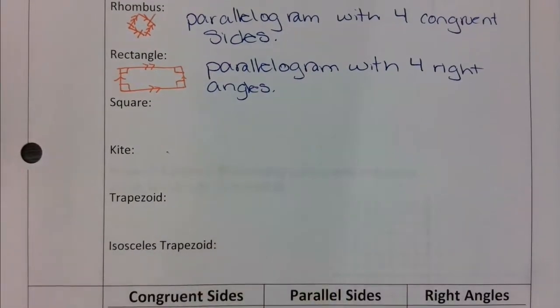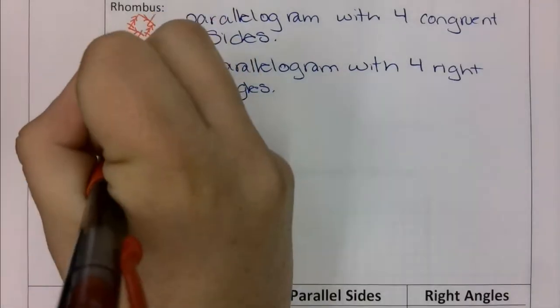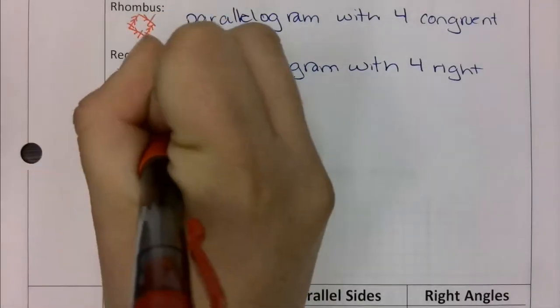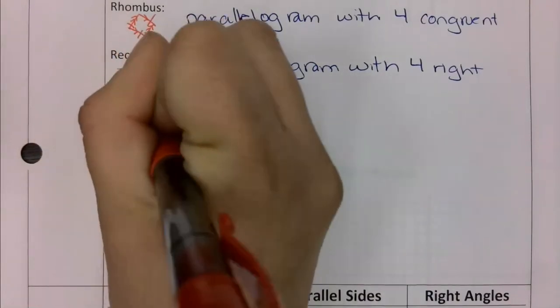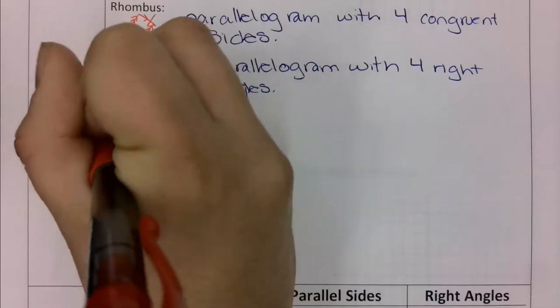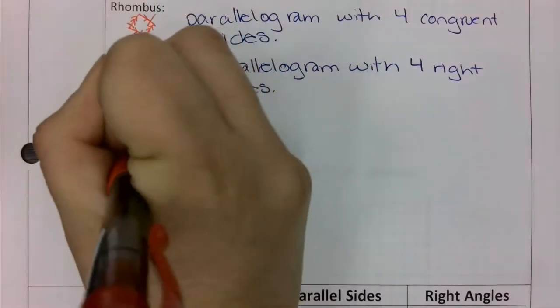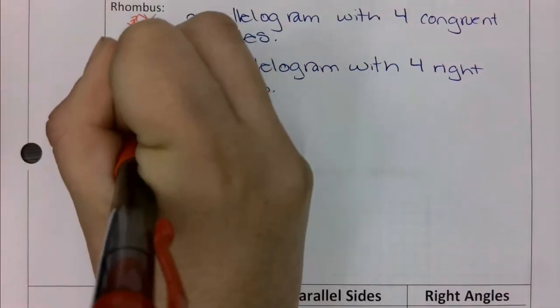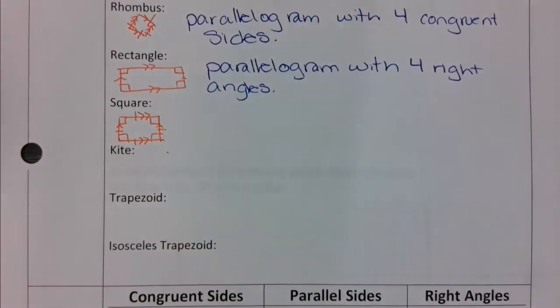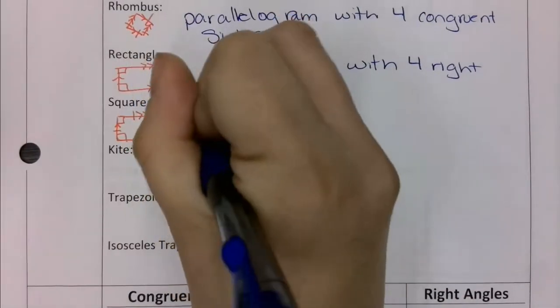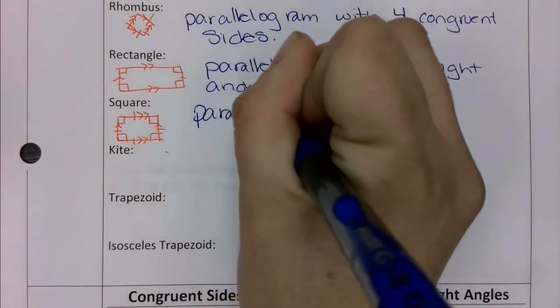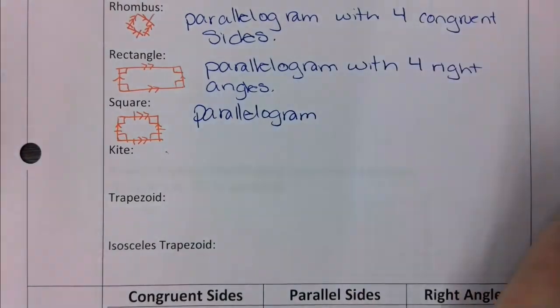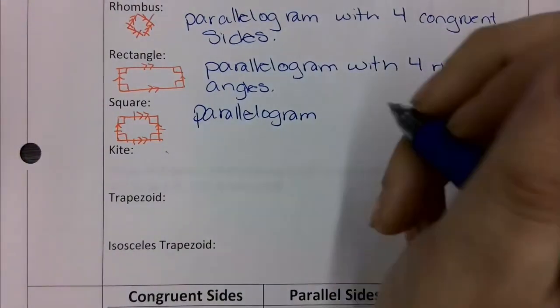Okay. Then a square is a parallelogram with 4 right angles and 4 congruent sides. We'll pretend I can draw squares. I'm gonna write it. 4 congruent sides, 4 right angles.